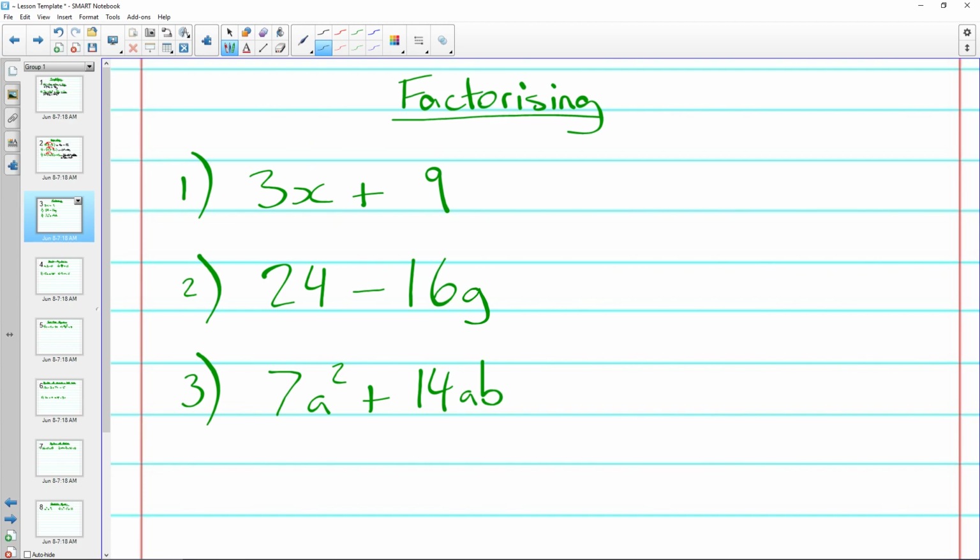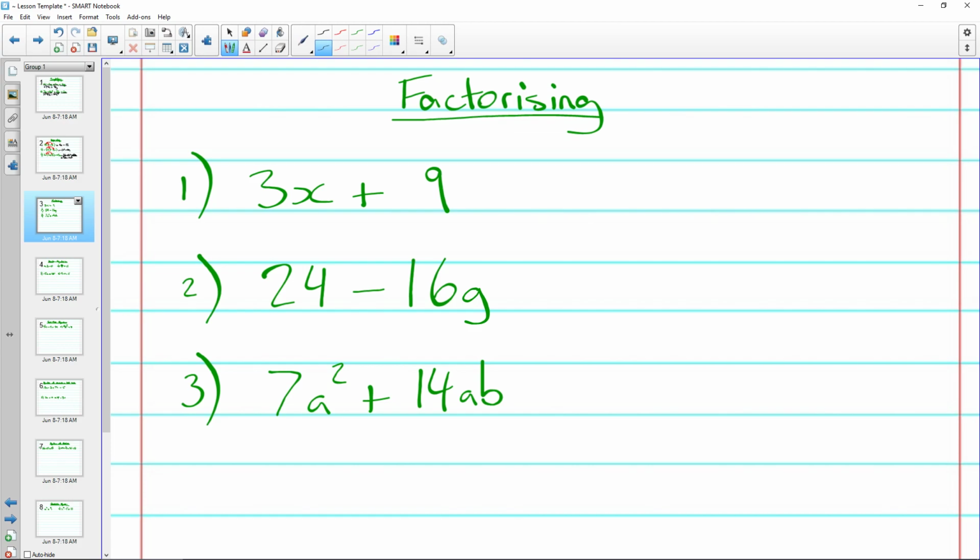Going into factorizing, factorizing is essentially the opposite of expanding. With expanding we have the brackets and we want to write without the brackets; with factorizing we don't have the brackets and we want to put it in brackets. So what we need to do, as the name suggests, is find the highest common factor. Hence why it's called factorizing.